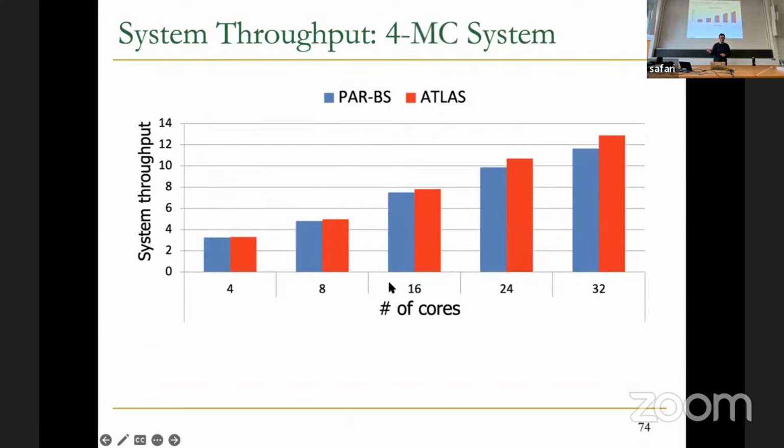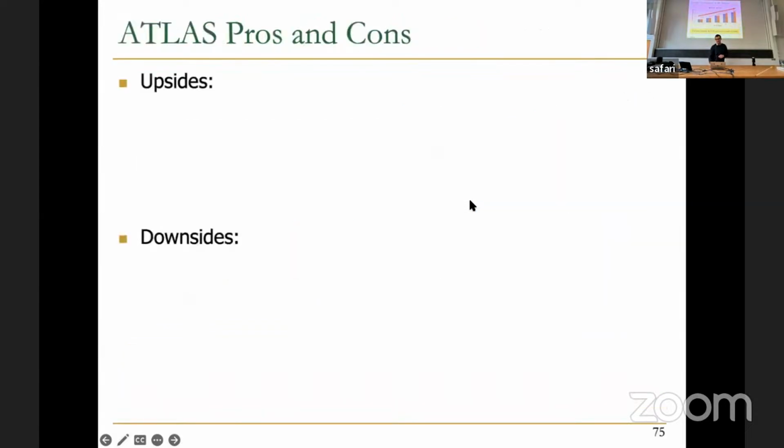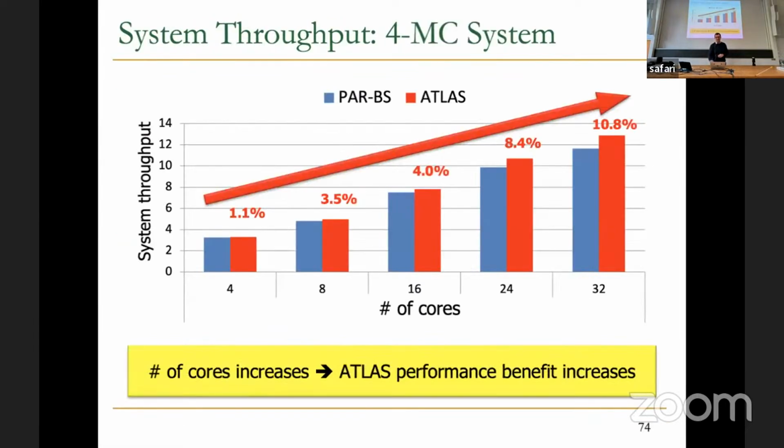Okay, this is another picture that's also nice, again, based on simulated results compared to PARBS. With a system that has 4 memory controllers, performance is always better, as you can see, on average. Again, as the number of cores increases, Atlas's performance benefit also increases. And the paper has a lot more information that you can go into. It's actually a lot of nice graphs, and you can take a look at it.